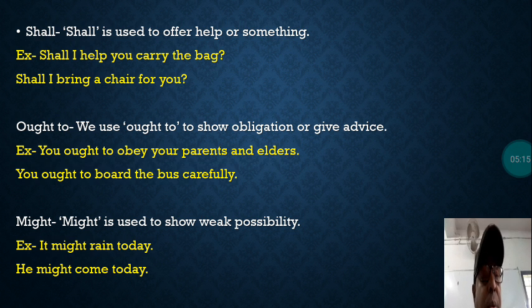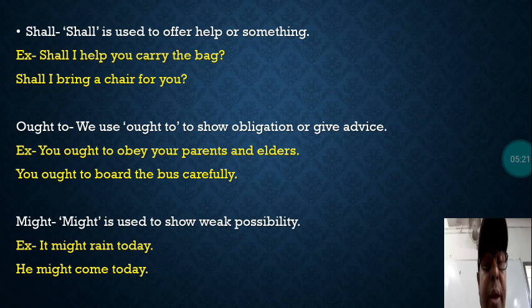Might, that is past tense of may. Here might is used to show weak possibility. May is also used to show possibility, but might is showing weaker possibility than may. It might rain today. We are not certain, but there is weak possibility. It might rain today means there is a little possibility that it may rain today. He might come today. So in these sentences, might is showing weak possibility, little possibility.